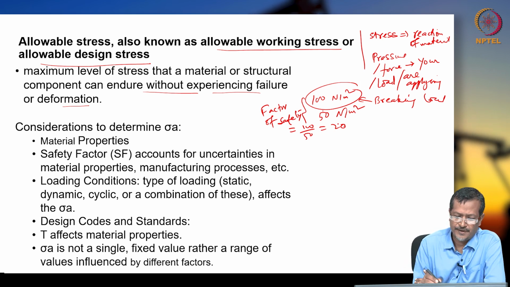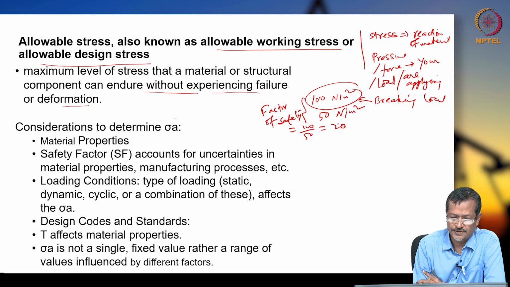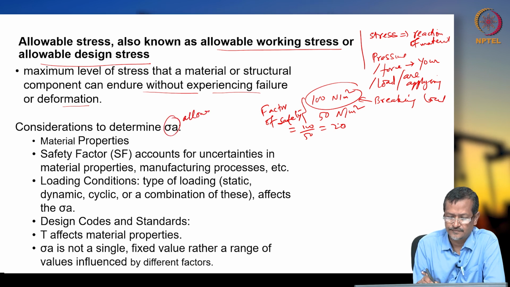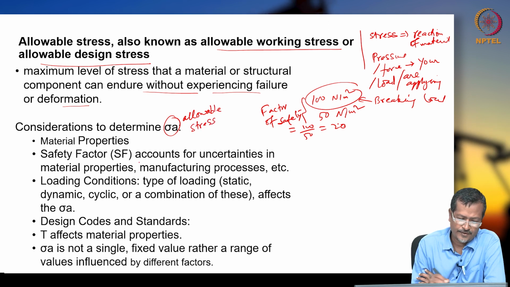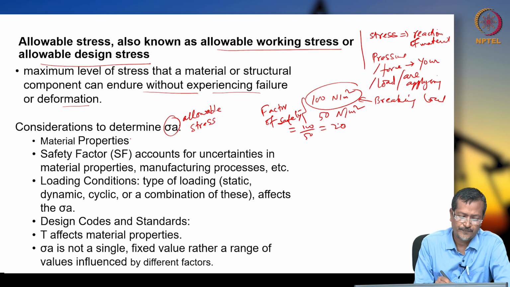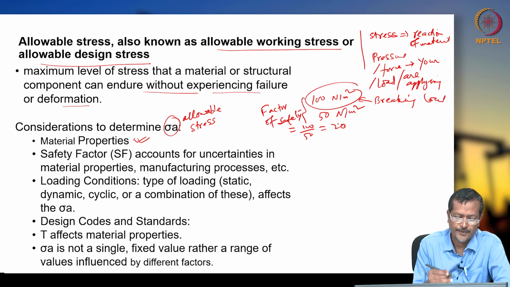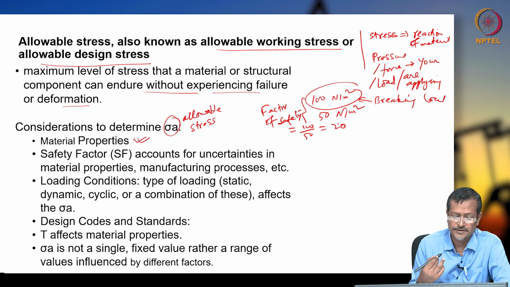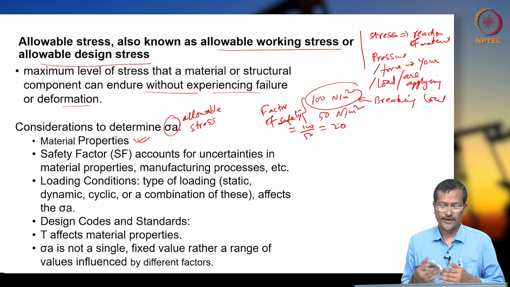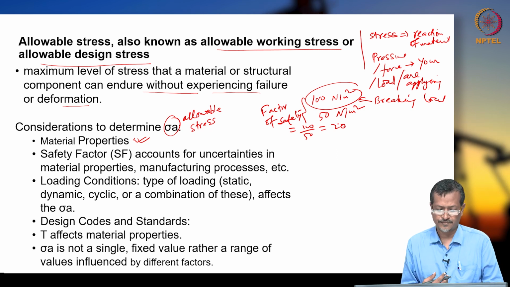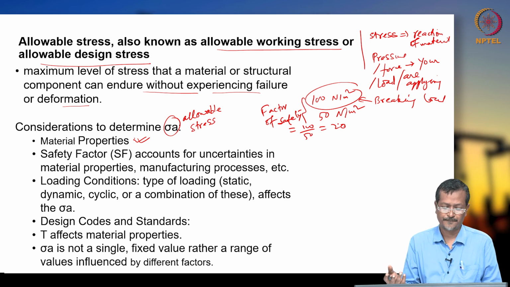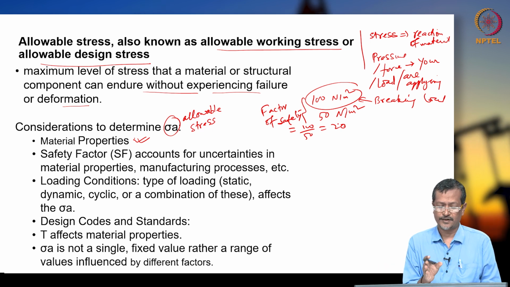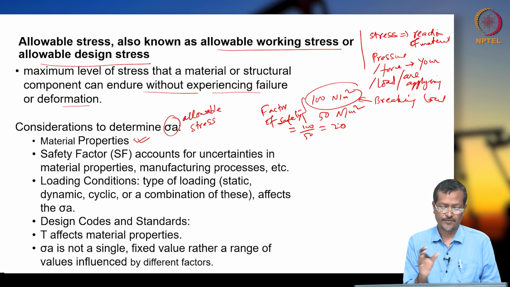Considerations to determine sigma A. Sigma A means allowable stress. I am putting this notation everywhere: allowable stress. So you have to consider material property, and in material property temperature is also important. Some material will behave very well at 100 degree centigrade, but it may not behave the same way if you increase the temperature to 500 degree centigrade. So you have to know the material property and check it with temperature.